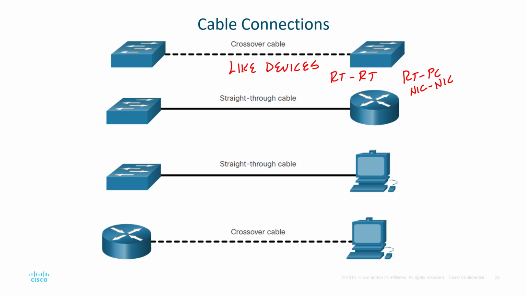Straight through cable. Unlike devices. So switch to router. Also switch to PC as you see down here. And again, crossover cable, NIC to NIC. So your like devices.